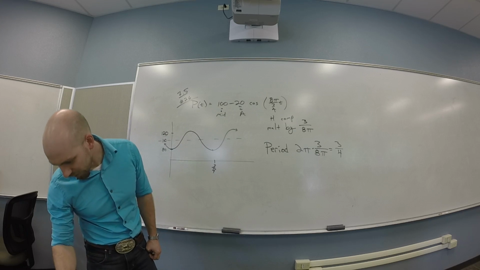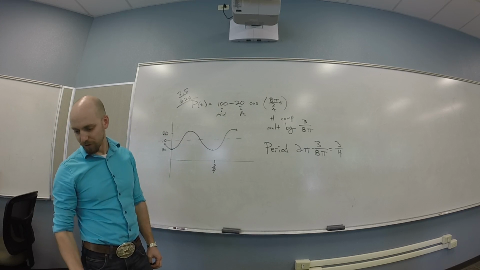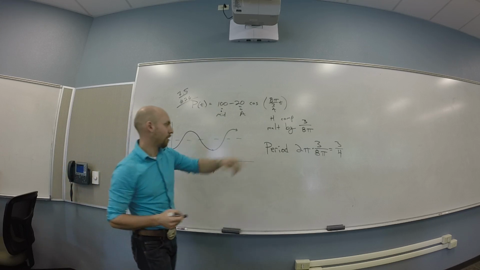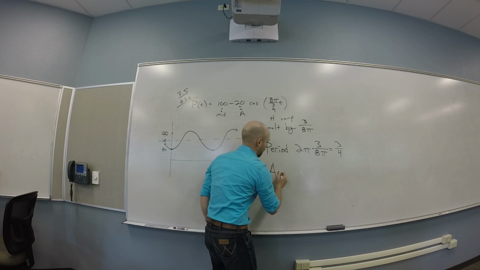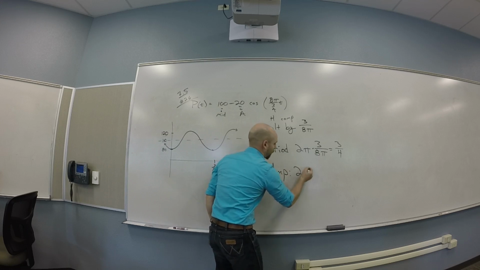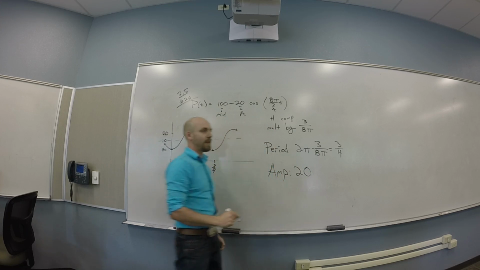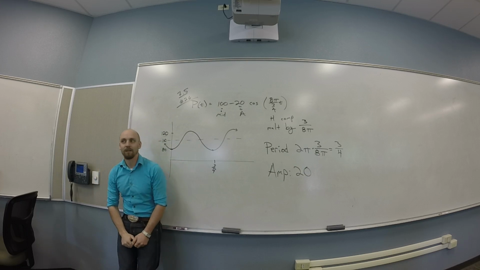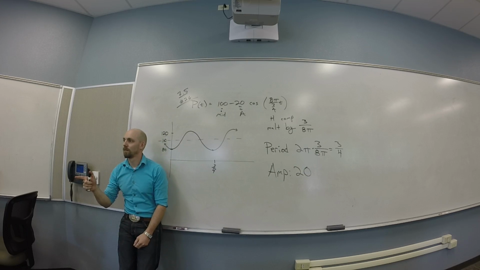Okay, so what does this thing say now? It says it wants to give me the period, amplitude, and practical significance. Okay, so the period's 3/4. What was the amplitude? 20. Okay, so I stated them. What is their practical significance? Amplitude would be how hard your heart is pumping. Kinda. Or is it the amount of whatever it is?